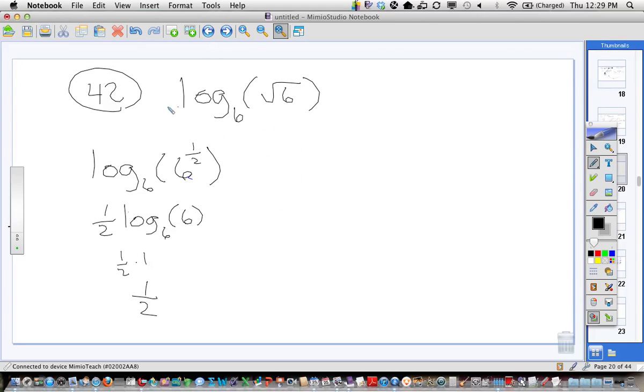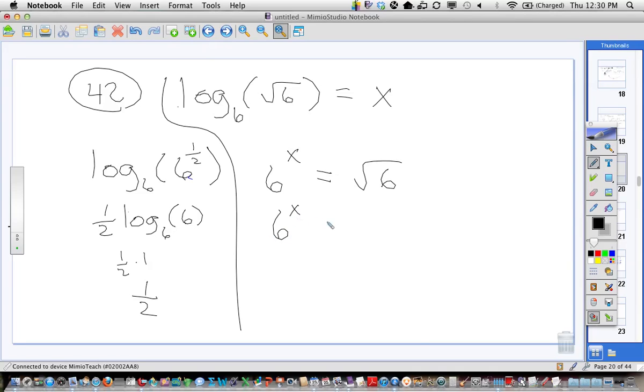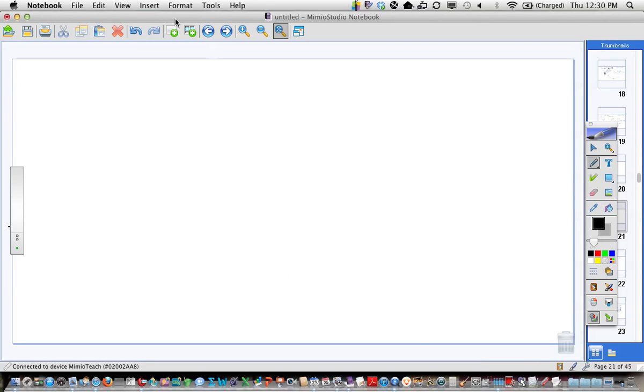Another way to do it is to take this and just let it equal x, right? Just let it equal x. And now we can convert it to exponential form. So we can take this base 6 raised to this power x, and that's got to equal square root of 6. And then we say, okay, 6 to the x is equal to 6 to the 1/2. And for those two to be equal, x has to equal 1/2. So either of those is okay. I really like the one on the left better just because it's more useful in things that we do as we go through the year. Okay? What else?